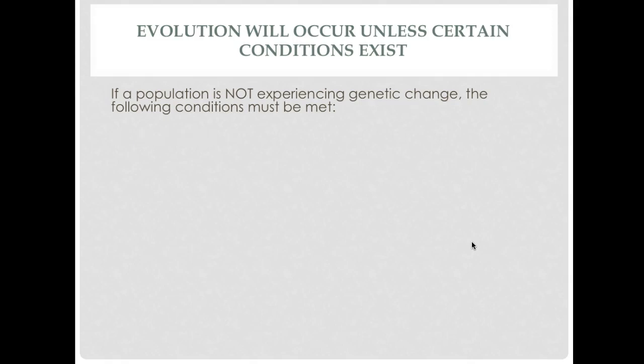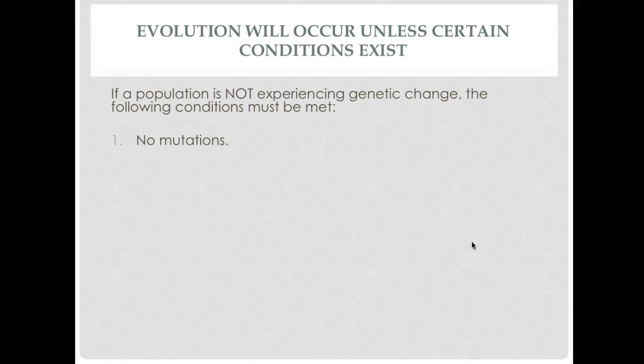And they came up with this theory that, okay, populations, yes, they evolve. But if a population is not evolving, that means it must not be experiencing genetic change, because genetic change is necessary for evolution. So they said, hypothetically, if a population were not to evolve and not experience any genetic change, what would be the conditions that would have to be in place for them not to experience this?